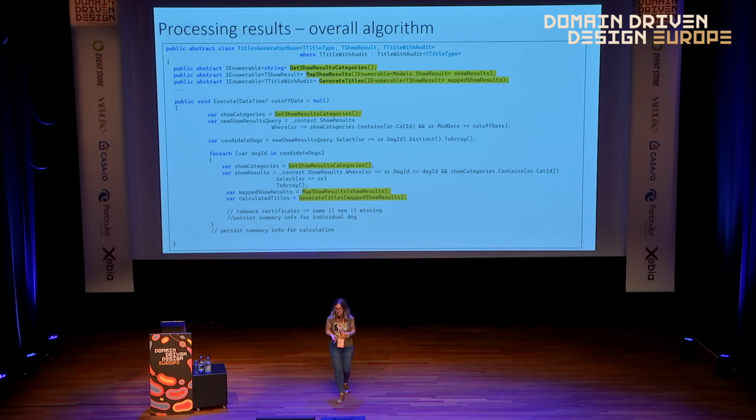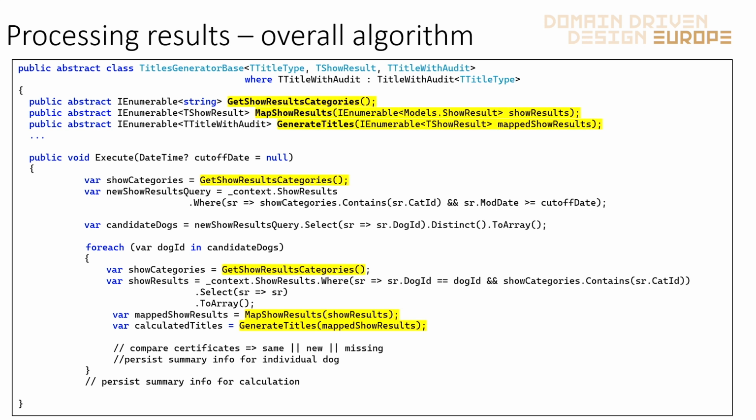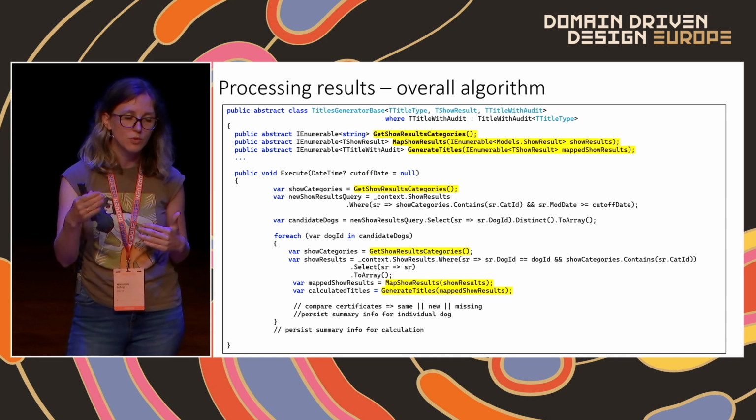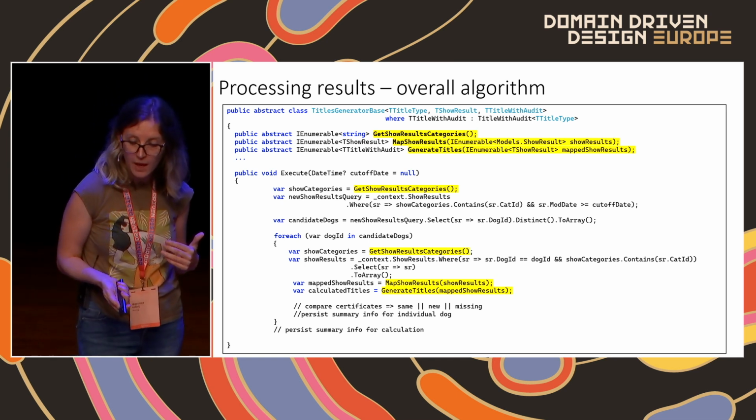And from the implementation perspective, this is not full code, probably that won't compile, but just to give you some idea how that was implemented. So that was essentially a template method pattern, right? So a very basic one. You would have a few abstract methods that were implemented in the deriving classes for getting results categories appropriate for the given program, for mapping show results to the representation for that program, and for actually calling that method that would generate the titles, right? And then you would have a sort of a template of the algorithm that would use those methods to calculate things.